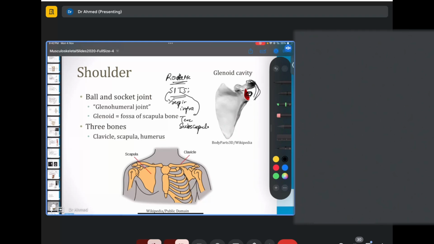For example, if a person is abducting, that is, moving the arm away from the body, these muscles are going to stabilize this joint, right? They put the humerus into the glenoid cavity. So if you have any rupture or damage to the tendons of these muscles, it would be very hard to keep the humerus in its fixed position, that is the glenoid fossa, right?